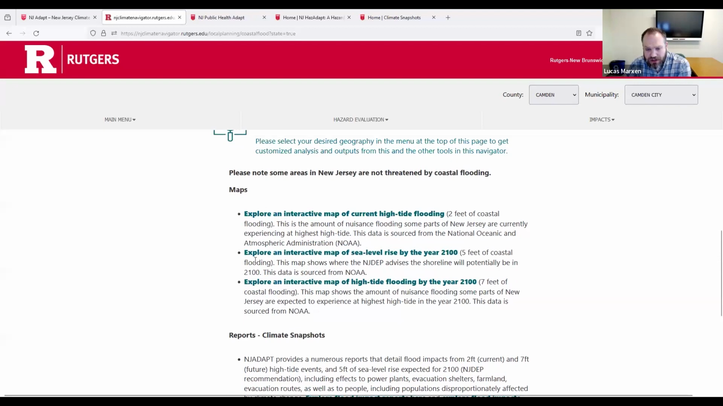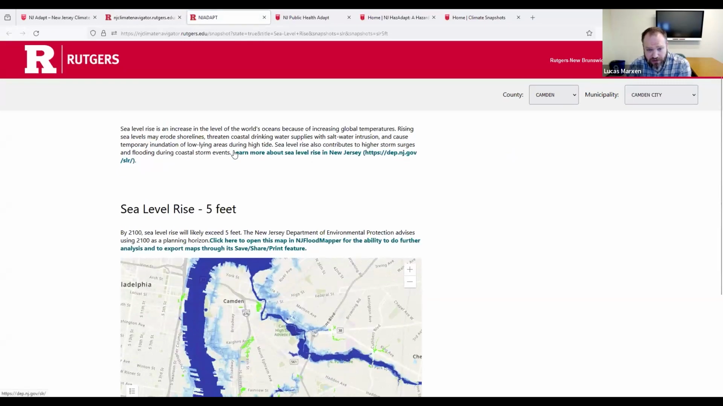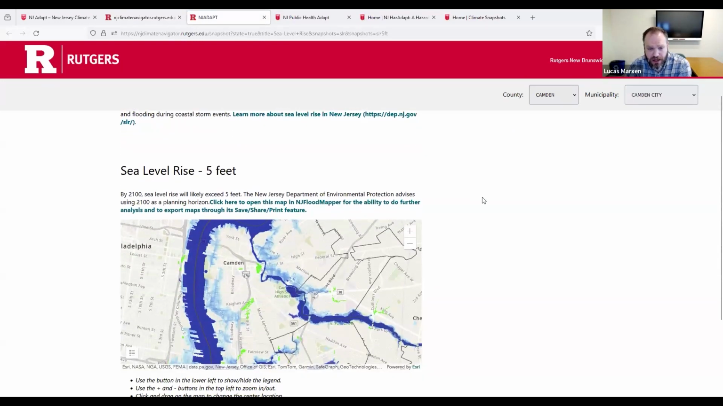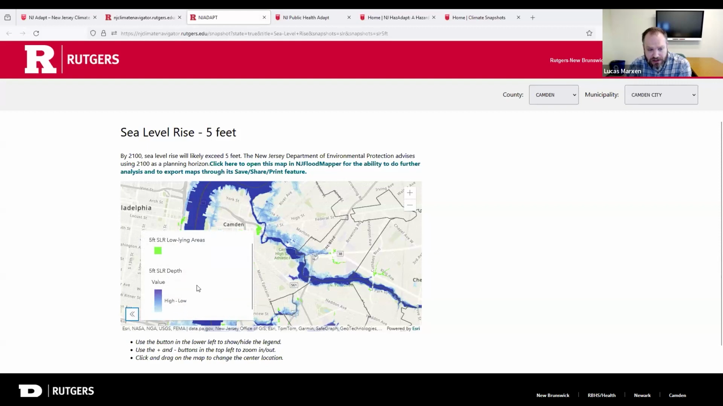And in the map section, you can see here we have it broken out into some different types of flooding. We have a map of current high tide flooding, which shows 2 feet of sea level rise, 5 feet of sea level rise by the year 2100, and high tide flooding on top of sea level rise by 2100. You can click on any of these links, and it'll open up a new tab, providing you some information about the sea level rise you've chosen, and providing an interactive map that shows the location you've selected. You can pull up a little legend here to see the information that's on the map.